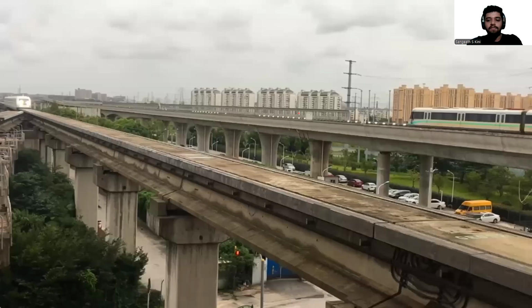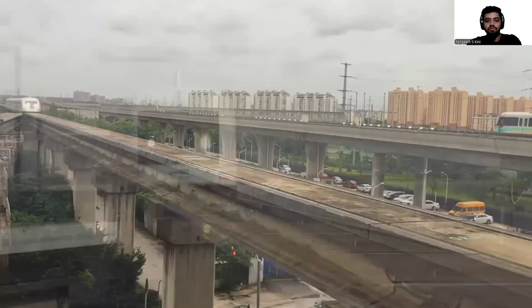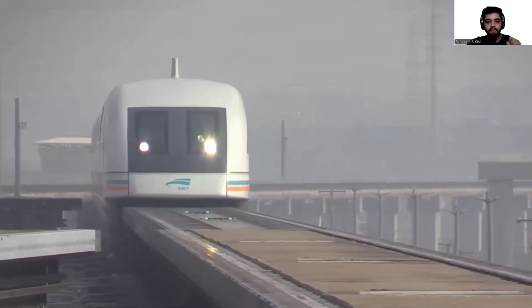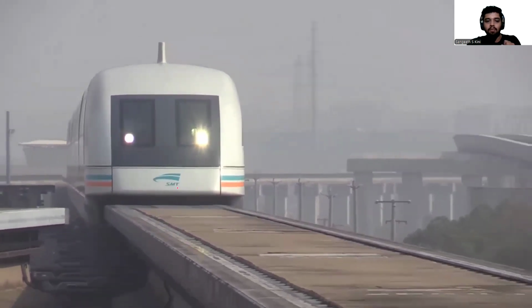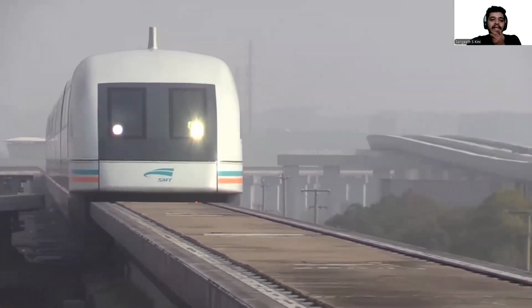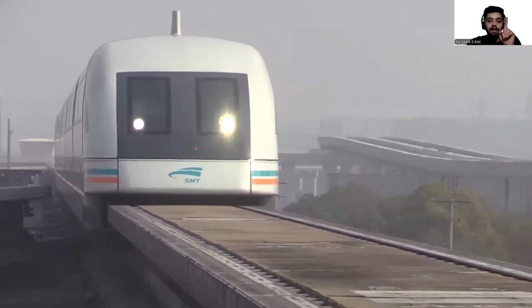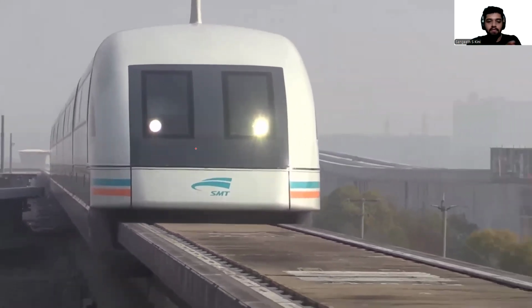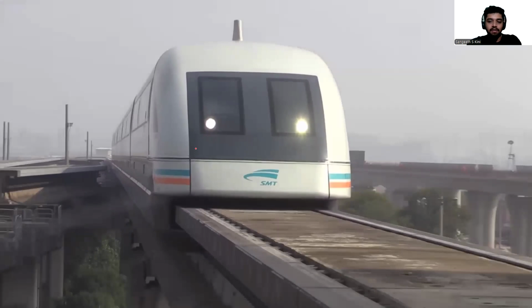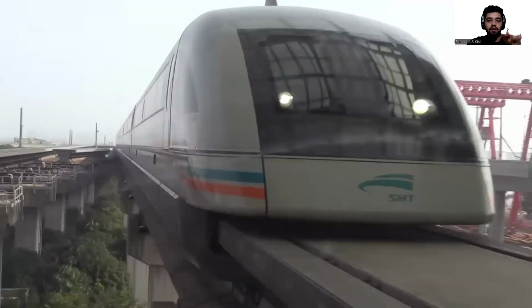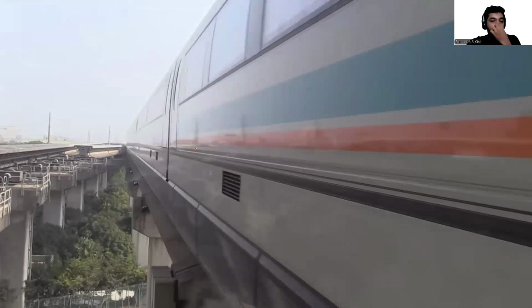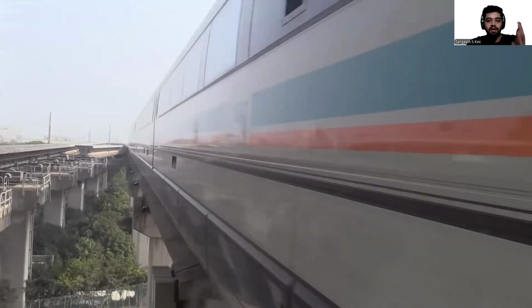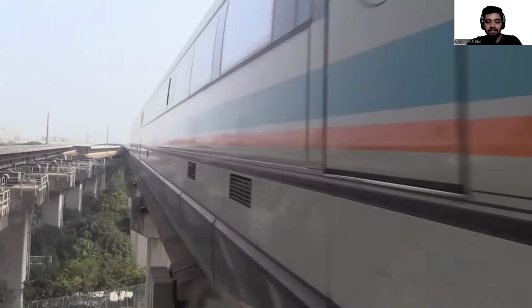This is a video of the Shanghai Maglev train. You see this SMT? SMT means Shanghai Maglev Train. This is the world's fastest train, which is entirely different in shape from our trains, from Vande Bharat or any other express or super fast train in our country.